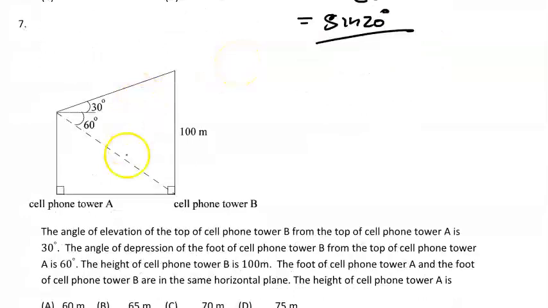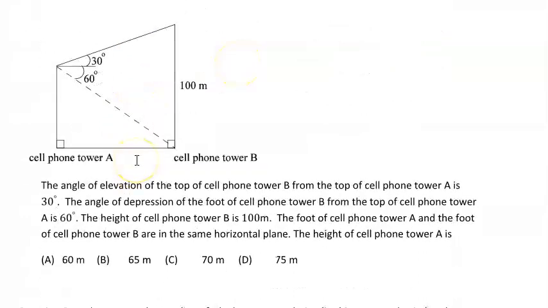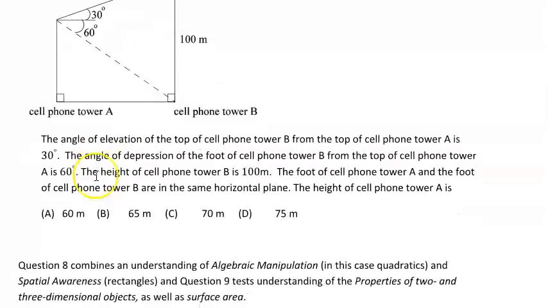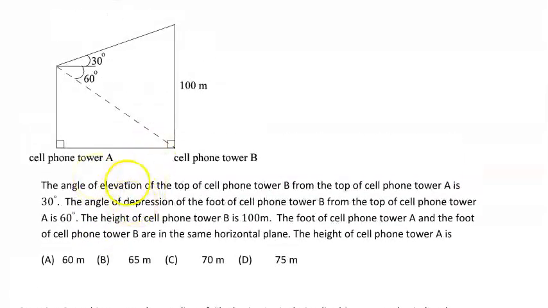In this question here, they ask us the following. They say that we have two cell towers. They tell us that the angle of elevation of the top of cell tower B from the top of cell tower A is 30 degrees. So there's your angle of elevation. The arrow will go that way. The angle of depression of the foot of cell tower B from the top of cell tower A is 60 degrees. So that's your angle of depression.